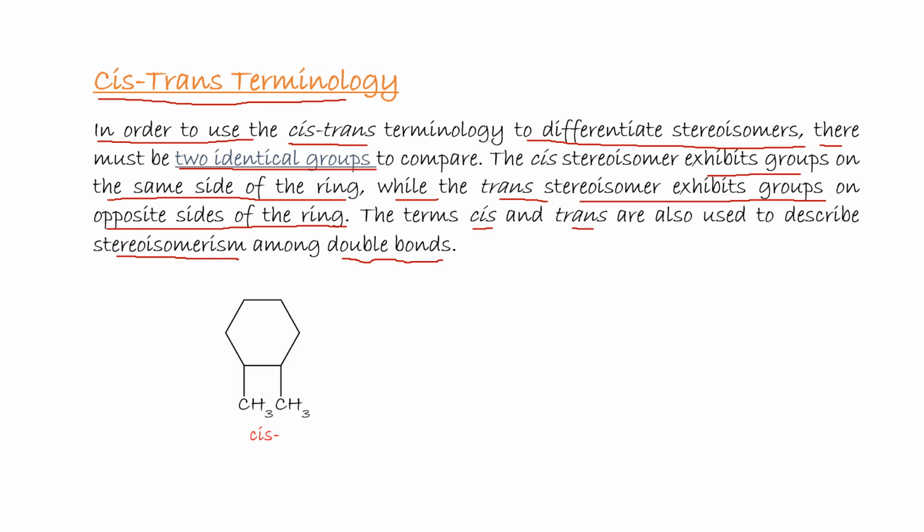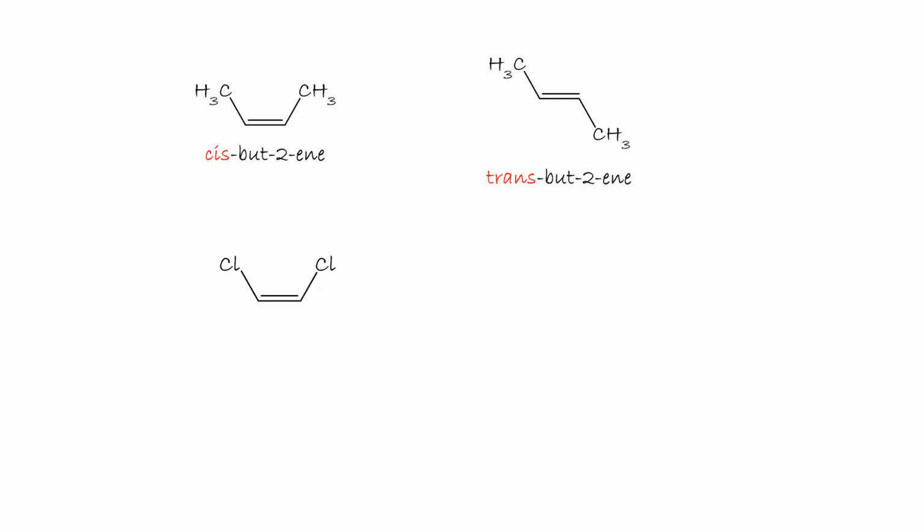So we have a ring, we have two methyl groups on the same side. That's why we call it cis. If we have these two methyl groups on the opposite sides, we call that trans. We have the double bond here. If we have the two methyl groups on the same side, cis. On the opposite sides, they are trans.